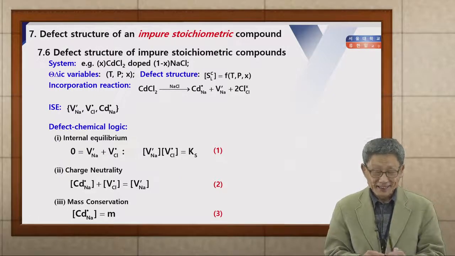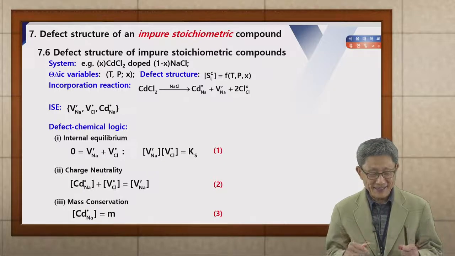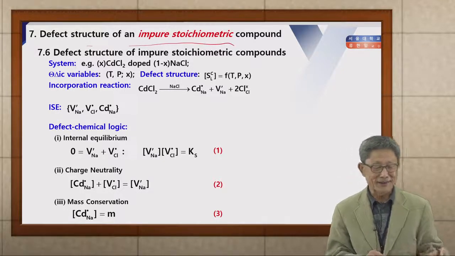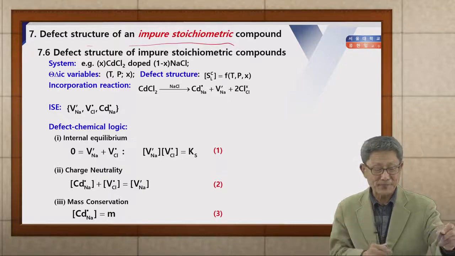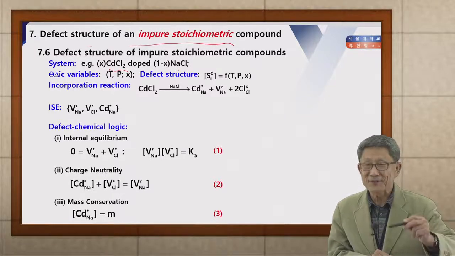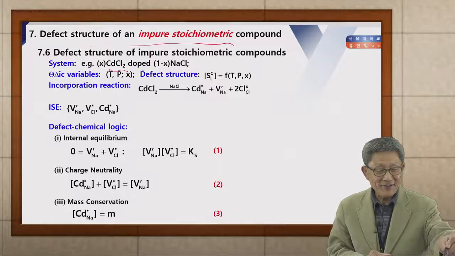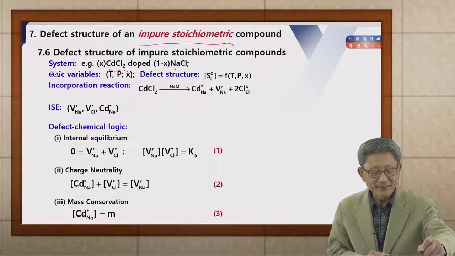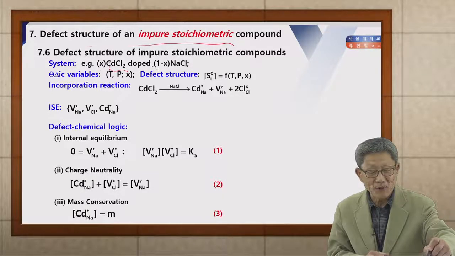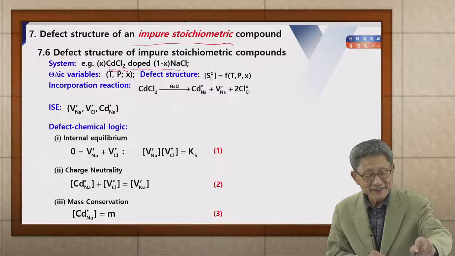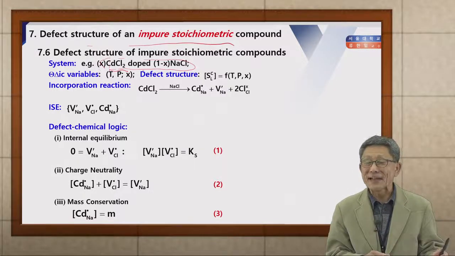Okay. The last example, actually, this is the last topic of today's lecture. Let's then calculate the defect structure of an impure stoichiometric compound. Our system is now, to be more specific, cadmium doped sodium chloride. To dope cadmium into sodium chloride, you add, say, cadmium chloride to the sodium chloride. Suppose that you add X mole of cadmium chloride to the remaining, in terms of mole fraction, 1 minus X sodium chloride. This kind of composition is called batch composition.